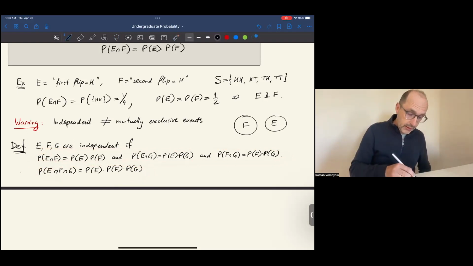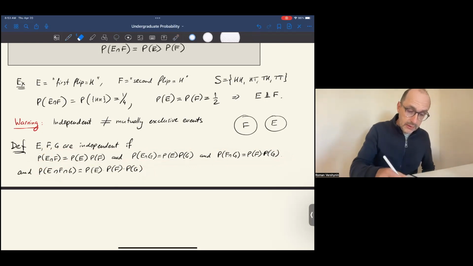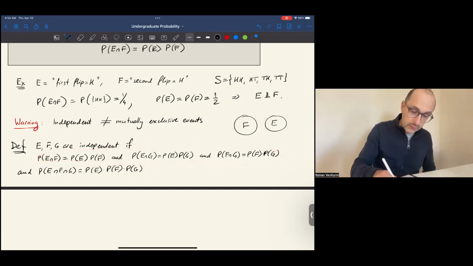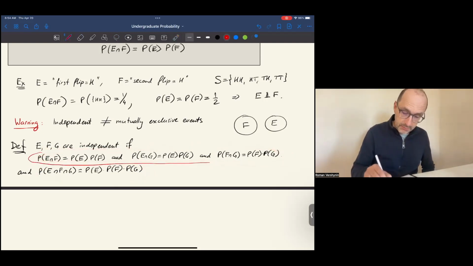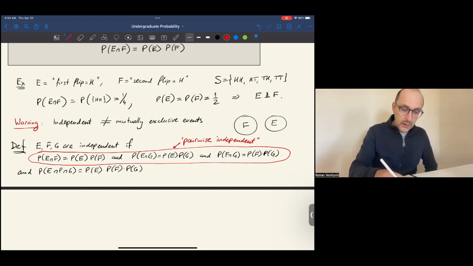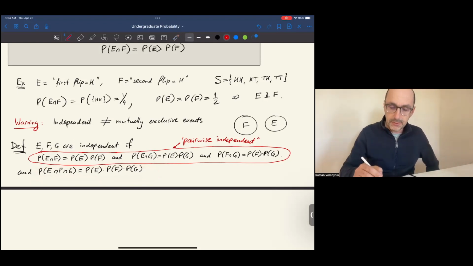So we should say E, F, and G are independent if all of this holds, in which case we may say that they're pairwise independent, because that simply means that any pair of them is independent. And on top of this, this formula also holds. And that becomes a definition of independence of three events.